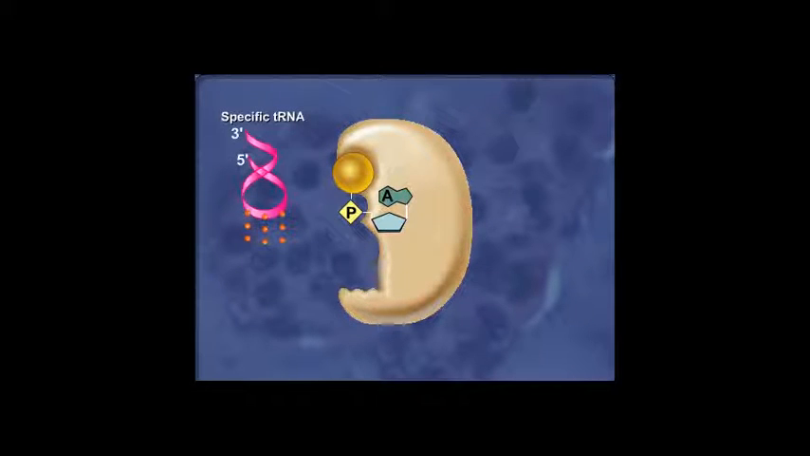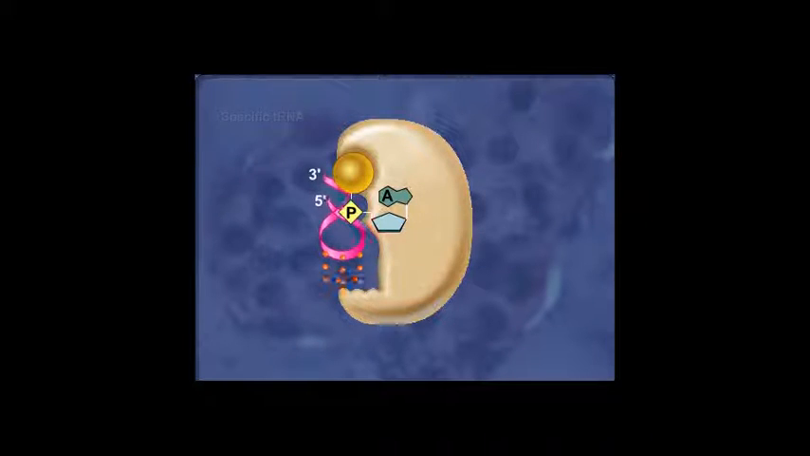A specific tRNA that has an anticodon that corresponds to the amino acid then binds to the synthetase. The RNA sequence in the anticodon region, as well as other parts of the tRNA molecule, such as the acceptor stem, are important for recognition between the tRNA and the aminoacyl-tRNA synthetase.